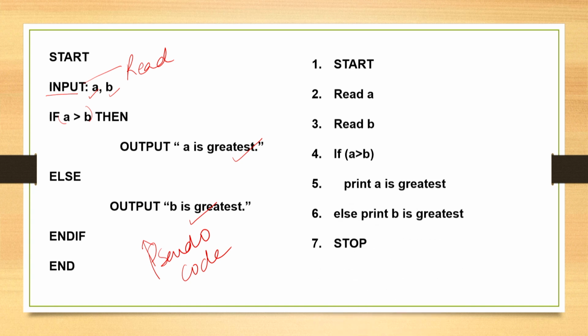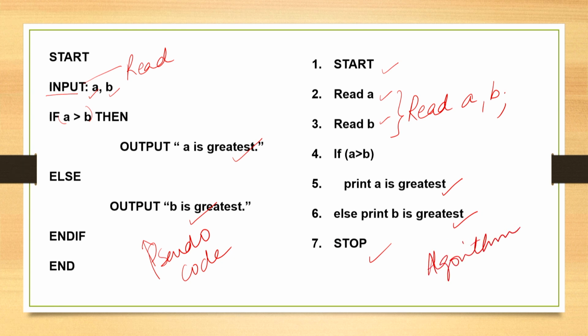What is the corresponding algorithm? Here you have to write what? Start, read A, read B. This can be combined as read A comma B. Then check if A is greater than B. It means what? You have to print A is greatest, else print B is greatest, and stop. So, this is the algorithm for printing the largest among two numbers. This one is pseudocode and this one is the algorithm.